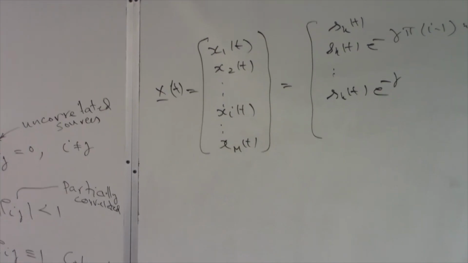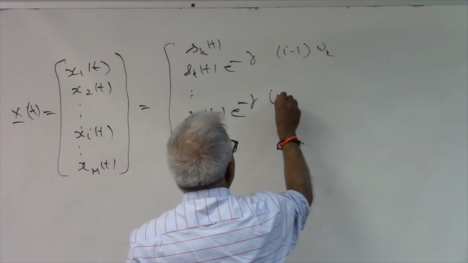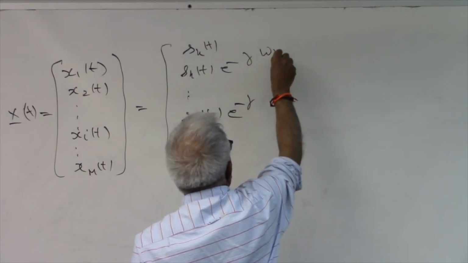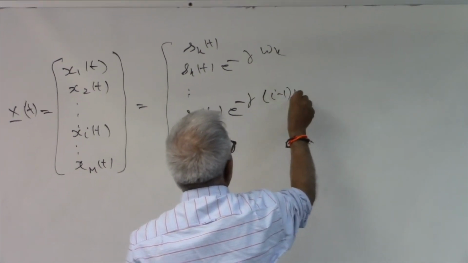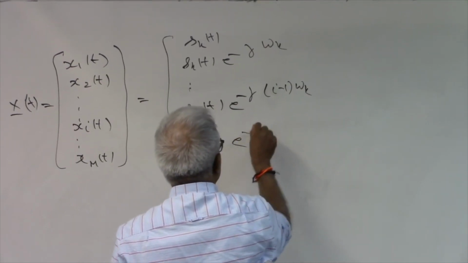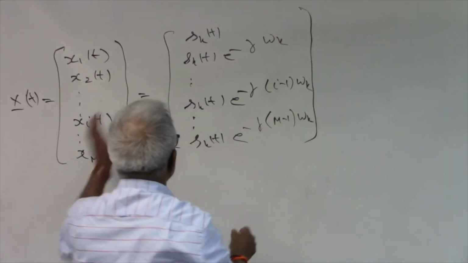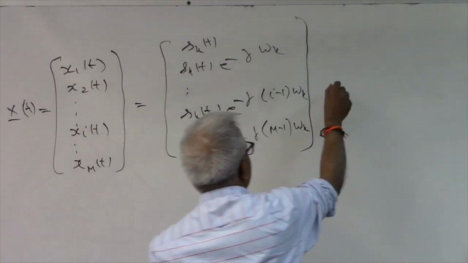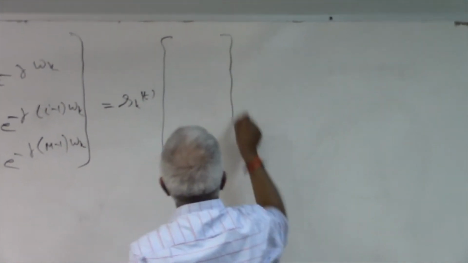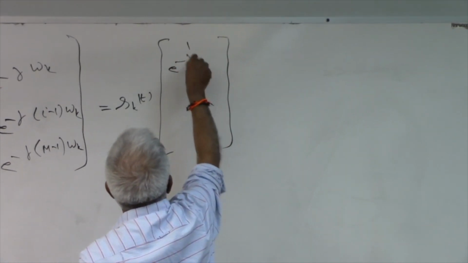So if we absorbed it here, then it is just this. This is omega k, this will be i minus 1 omega k, and the last one will be sk of t e raised to minus m minus 1 omega k. But notice sk goes outside. So then what we have is only something which depends on the geometry of the array.